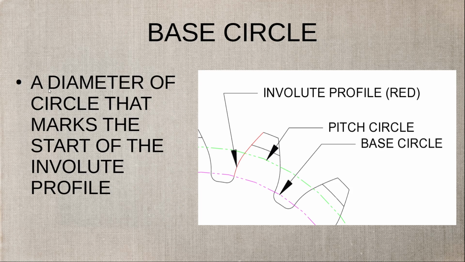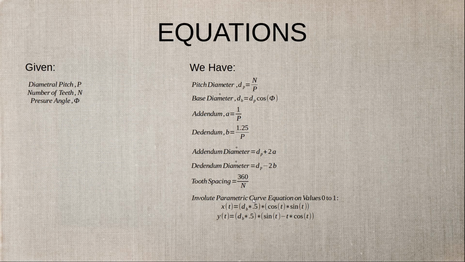The base circle is the diameter of the circle that marks the start of the involute profile, right? So we don't start the involute profile at the root circle. We start the involute profile at the base circle. So we'll have some calculations on how to calculate this base circle diameter.